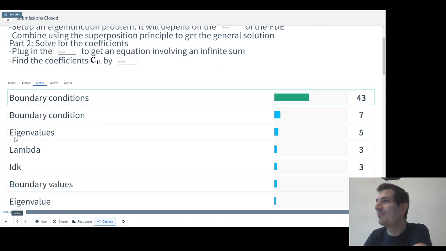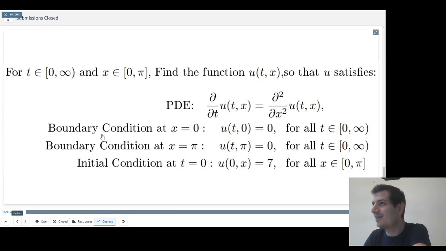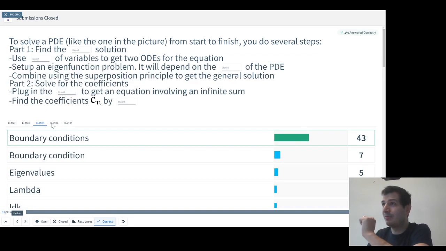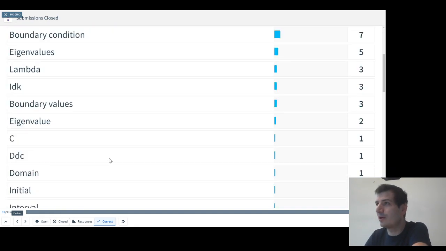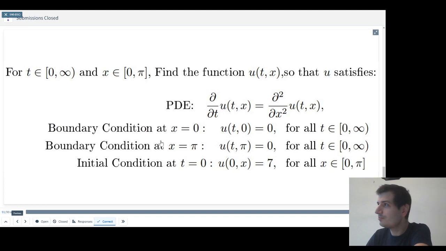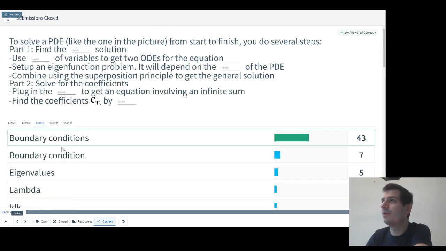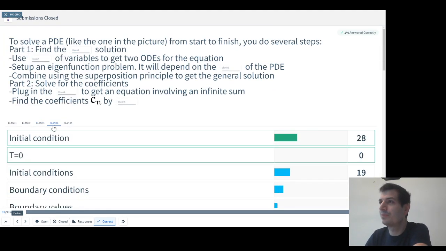Okay, keep going. Boundary conditions, I think is more correct because there's two. There's one at 0 and pi. If you said boundary condition, it's not super wrong, but it's good to know there's two. In other problems, there might be more than two, but in these problems, there's always two.